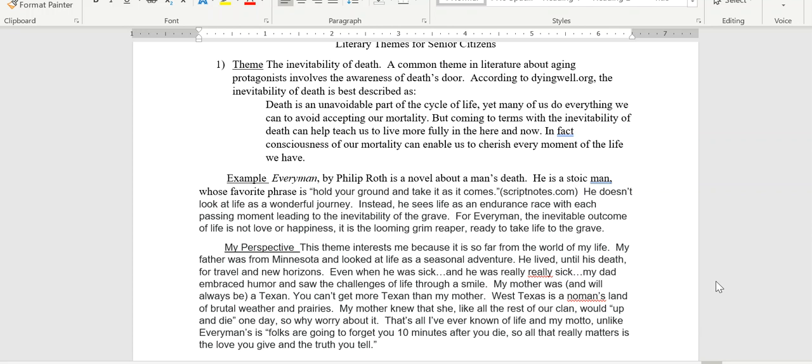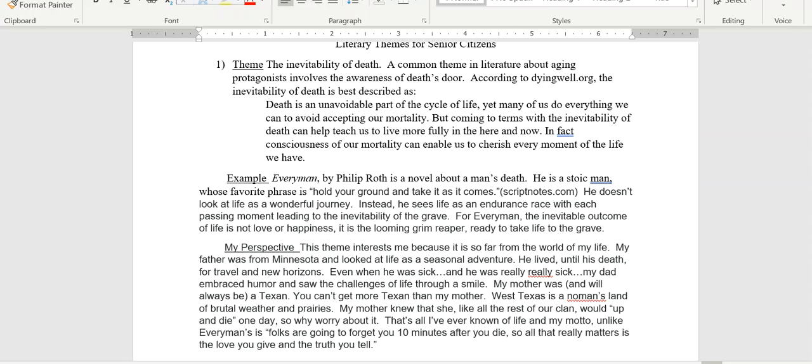My mother was and will always be a Texan. You can't get more Texan than my mother. West Texas is no man's land of brutal weather and prairies. My mother knew that she, like all the rest of our clan, would up and die one day, so why worry about it? That's all I've ever known of life, and my motto, unlike Everyman's, is folks are going to forget you 10 minutes after you die, so all that really matters is the love you give and the truth you tell. So now I have completed item number 1, and let's look over at that EasyBib at this point.